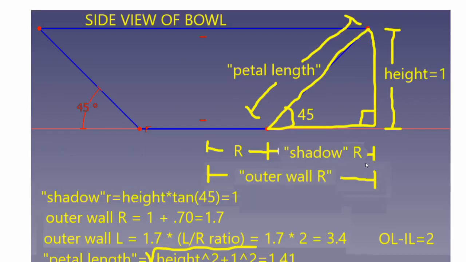Okay, so how do we figure out outer L? Well, let's now imagine that we're looking at the side view of the bowl. So we're down on the ground. Imagine that our bowl is on the ground. We're down on the ground, and we're at eye level with the bowl. We're like an ant or something.